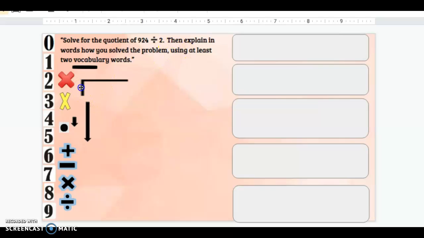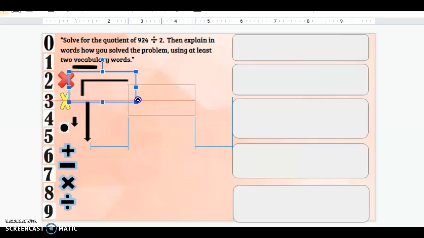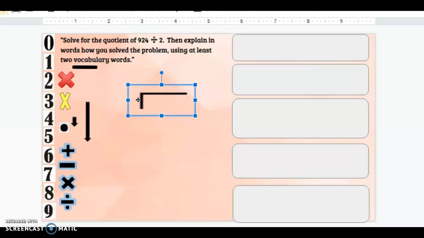So, for instance, that means we first have to rewrite the problem with 924 as our dividend and 2 as our divisor. And then we need to ask ourselves, how many times does 2 go into 9? So that's our first problem setup.